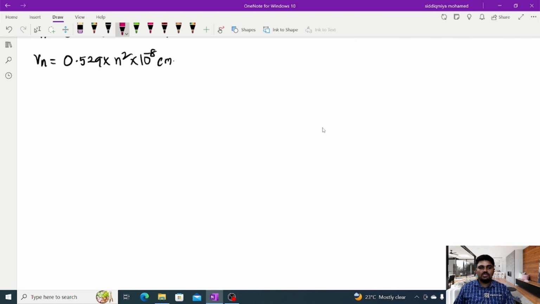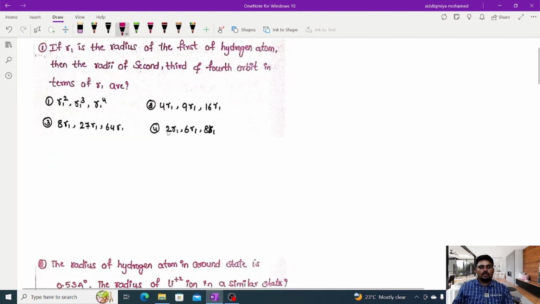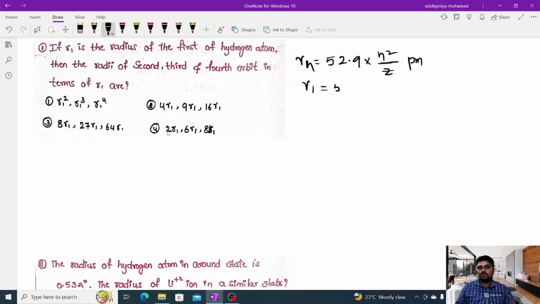So we will see some problems based on these formulas. You can see the first problem. If R1 is the radius of the first hydrogen atom, then the radii of second, third and fourth orbits in terms of R1 are? First you have to find out how much R1 is. Rn is equal to 52.9 into n square by z picometer, you have the formula, correct?